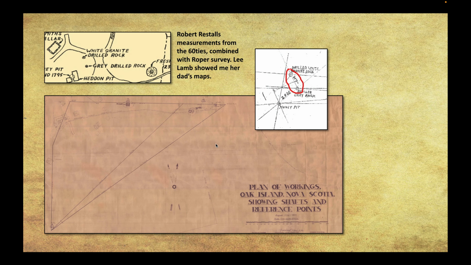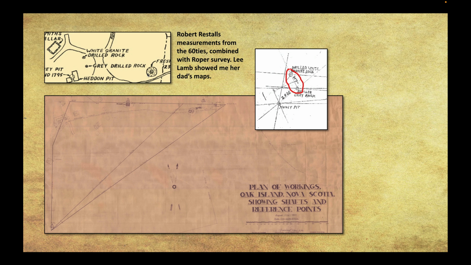What I've done is that I combined the Roper survey with a survey that the Restalls did in the 60s, and there are several of those surveys. We have this yellow one that is more for tourists, but it's very official. It shows the white granite drilled rock that is in the Roper survey, and we also have the gray or slate drilled rock that was placed quite close to it. In Lee Lamb's book on the Restalls, published in 2012, I think, she explains the distance between the white and the gray. And it's also on a map.